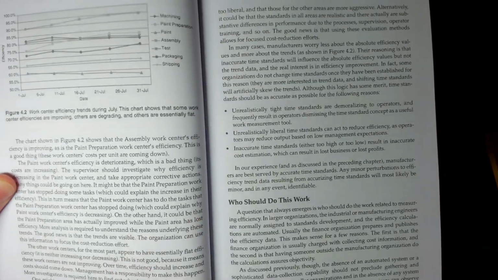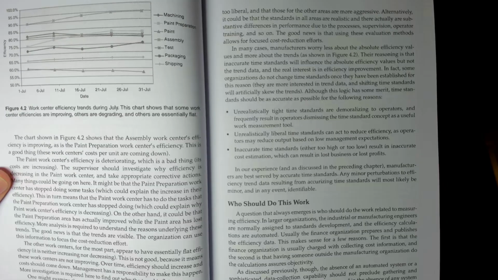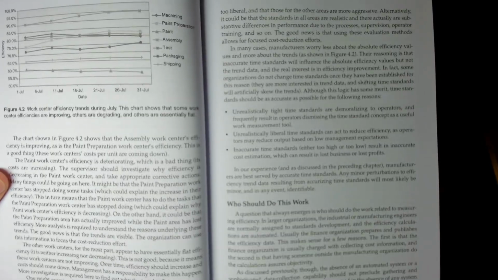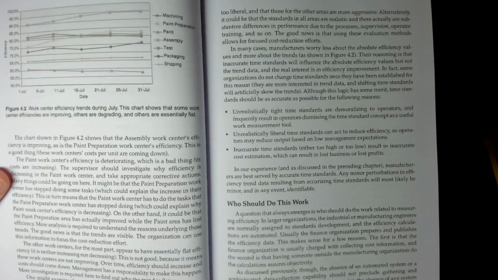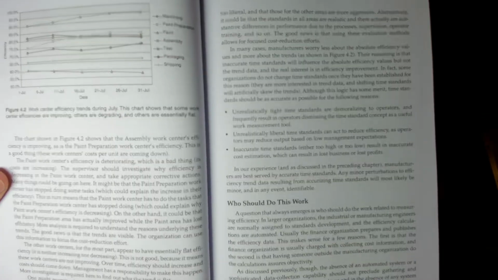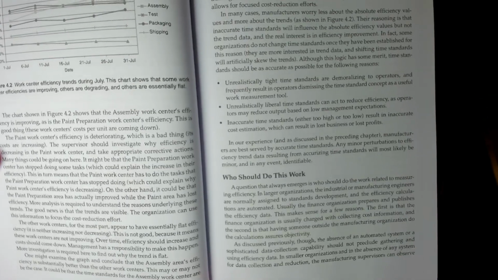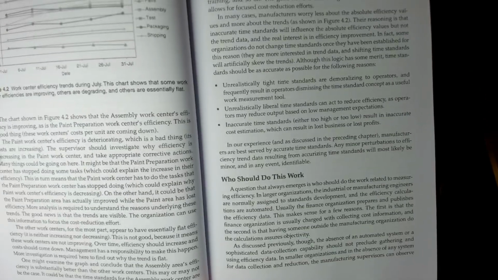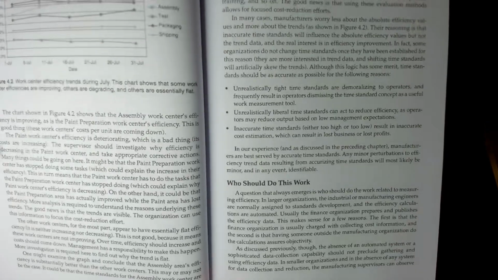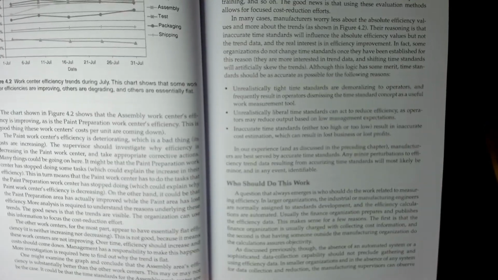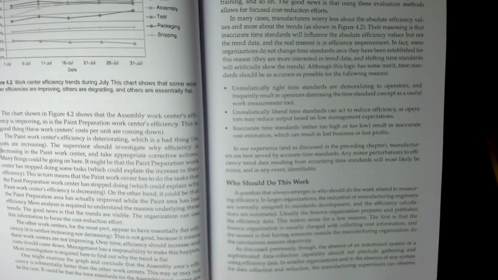The chart shown in Figure 4.2 shows that the assembly work center's efficiency is improving, as is the paint preparation work center's efficiency. This is a good thing. These work centers' costs per unit are coming down. The paint work center's efficiency is deteriorating, which is a bad thing. Its costs are increasing. The supervisor should investigate why efficiency is decreasing in the paint work center and take appropriate corrective actions.